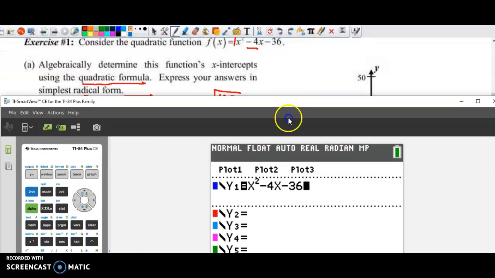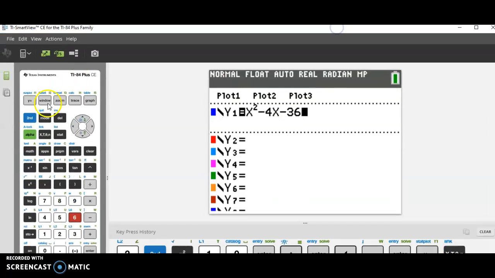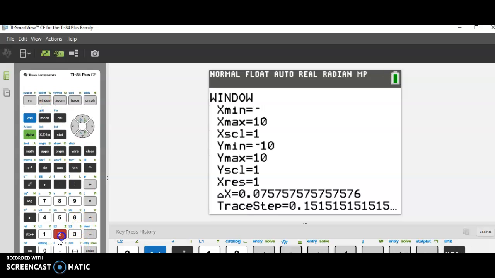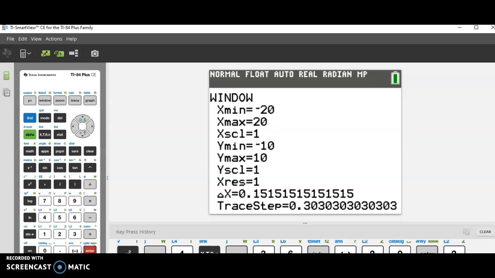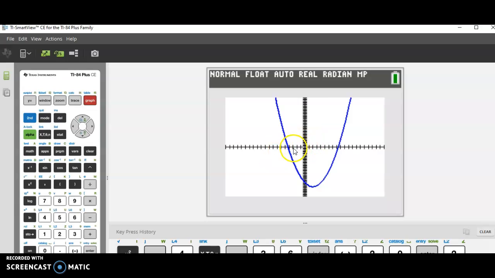I'm also going to sort of cheat, but it's not really cheating because they tell you how to change your window on the problem. Change it to be negative 20 to 20 on the x-axis, and then also negative 50 to 50. I hit the window key to get to this and start changing the numbers. Make sure you hit the negative key instead of the minus key. And when you go to the graph, you get a pretty good approximation.